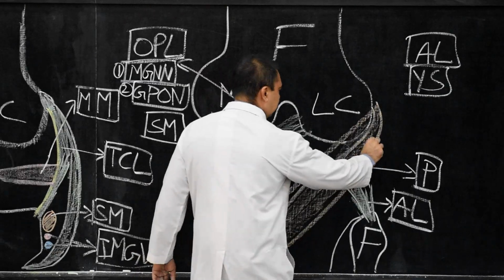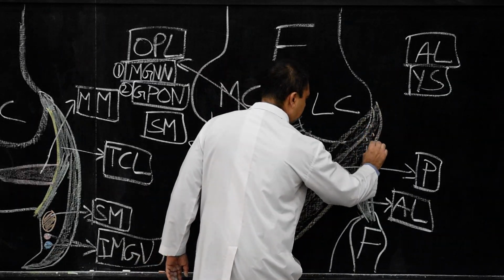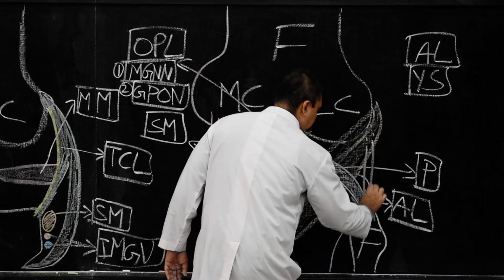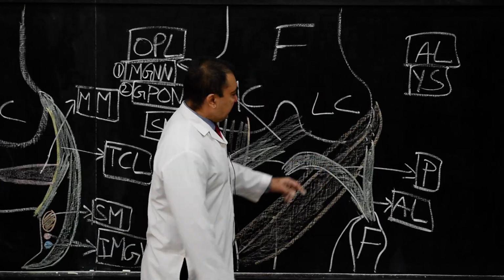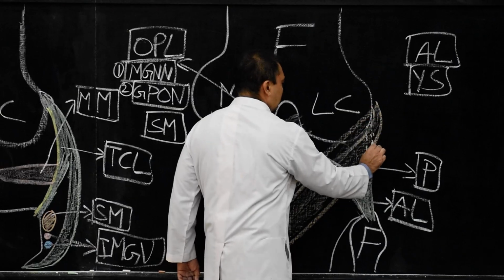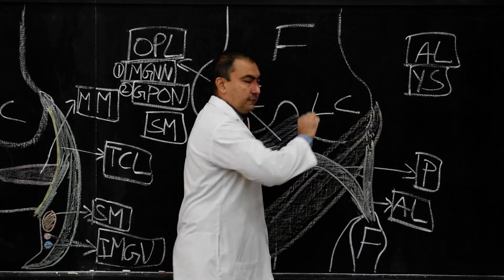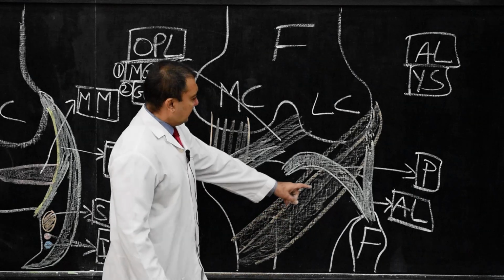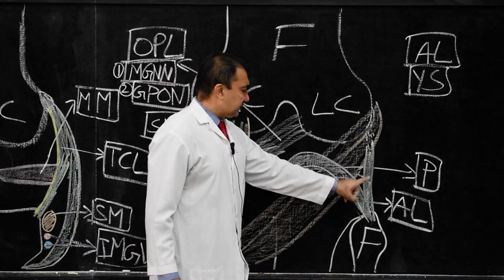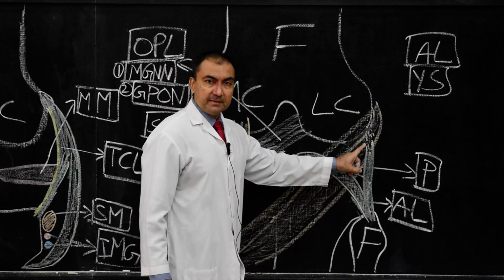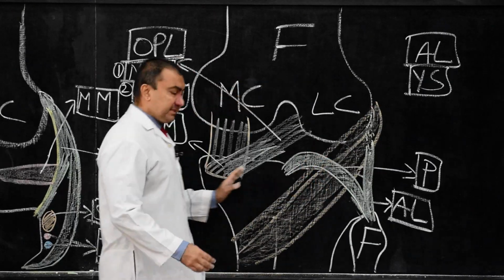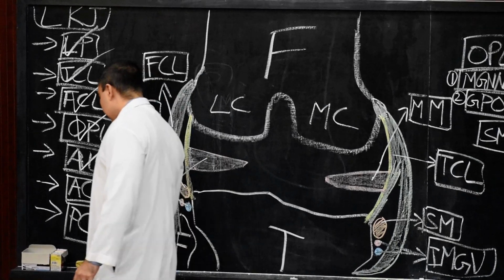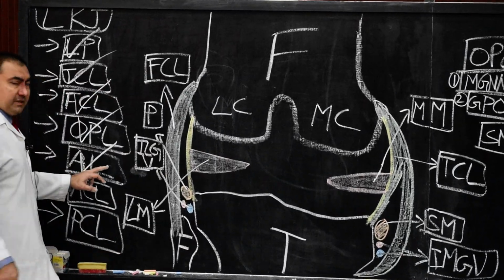So if I show the deep slip, I will show that this is where the deep slip is present, and it will be attached to the lateral condyle of the femur. So this is the attachment of the deep slip of the arcuate ligament. So it is Y-shaped. Now please come on this side. Here we have finished our arcuate ligament also.